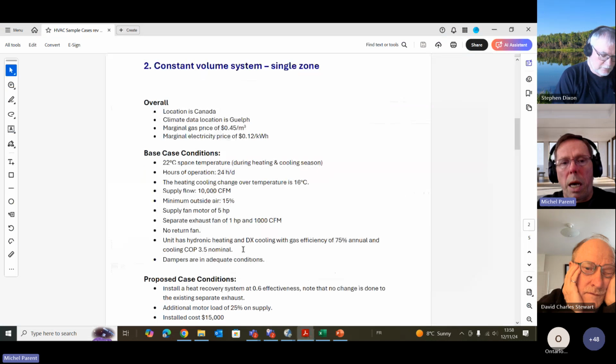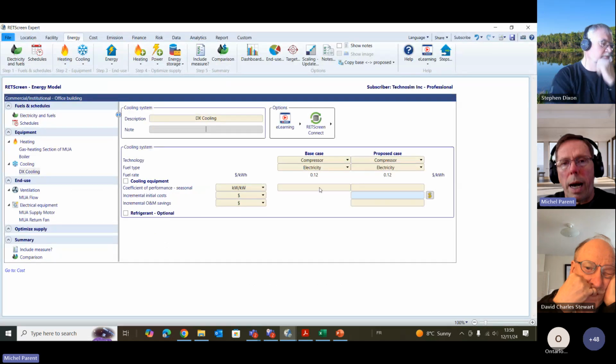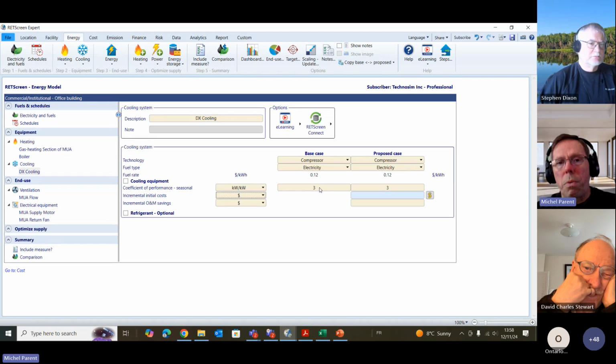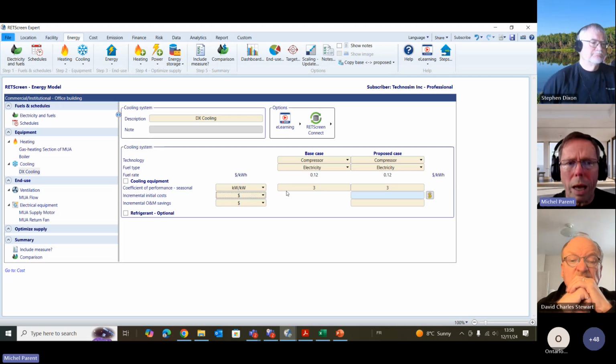And in this case, we have a COP of 3.5, and that's the nominal COP. So I'm going to reduce that to 3. 3.5 is the nominal COP. The annual COP, I will go to 3. And again, that's kind of a rule of thumb rather than a hard set rule. Just don't enter the nominal value.